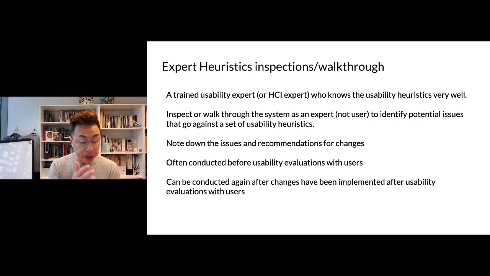So basically what they do is they step through the prototype from the beginning and then look through each of the frames and screens that you've designed. And then because they know exactly what good usability heuristics are, they'll be able to find problems. So that's why you want to use some experts here. And the experts will note down the issues, and then they will say, okay, for this screen, these are some of the issues, and this will be the recommended changes.